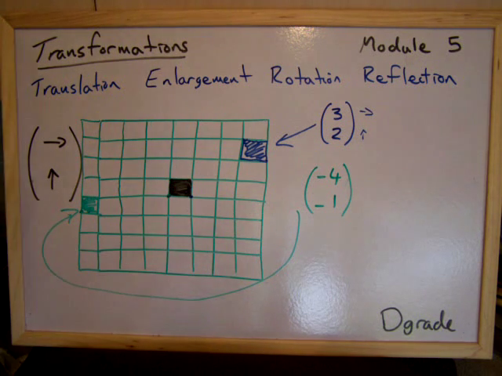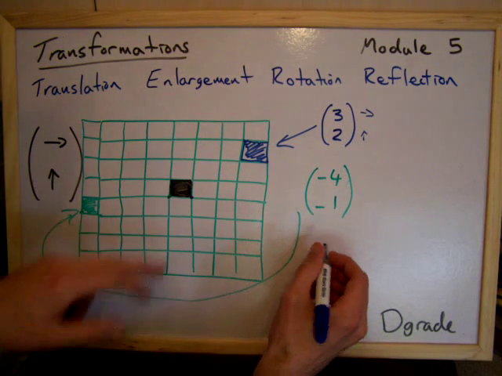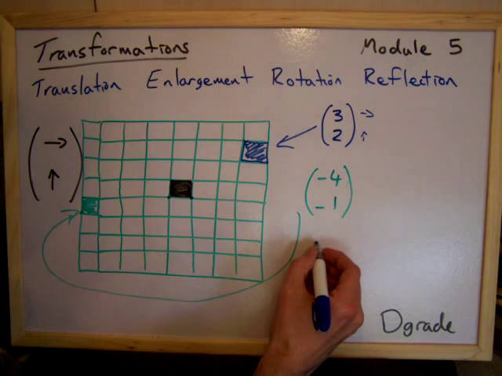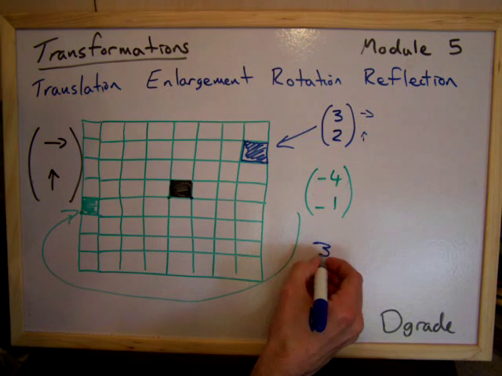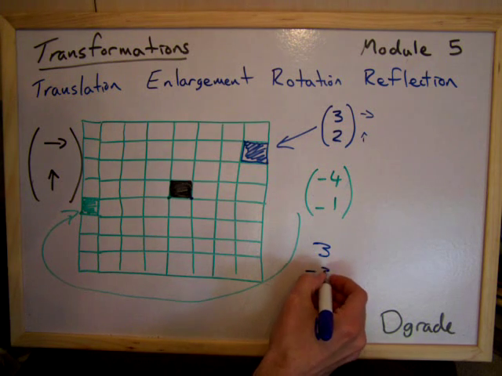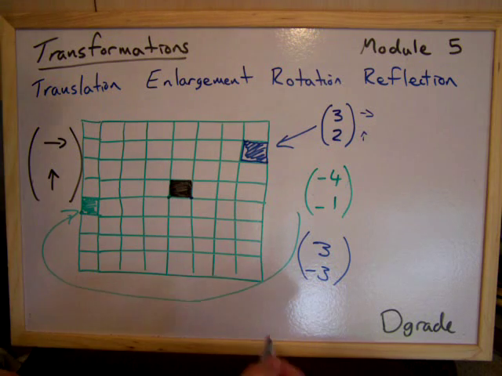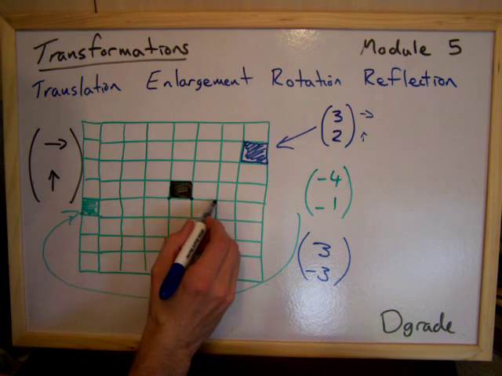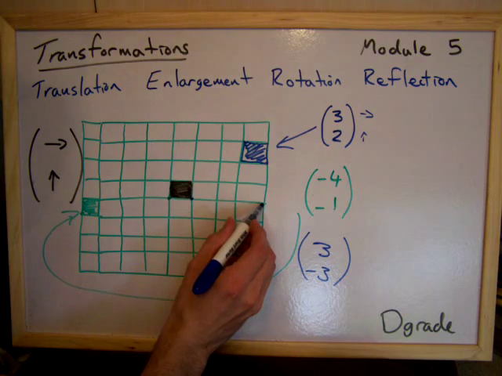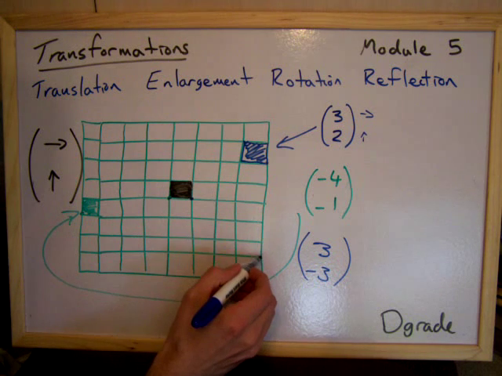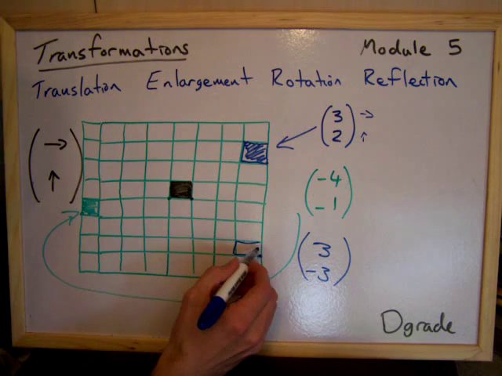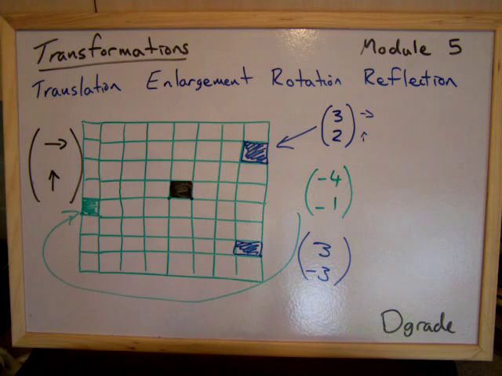So that's translation. If you want to pause the video now and attempt to translate the black square, let's try and translate it by that. So pause it now. Presumably you've already paused it, so I'll put the answer in now. It means 3 to the right, 1, 2, 3, and 3 down, because it's -3, 1, 2, 3, that's my bottom right hand corner. And that's what you should have got.